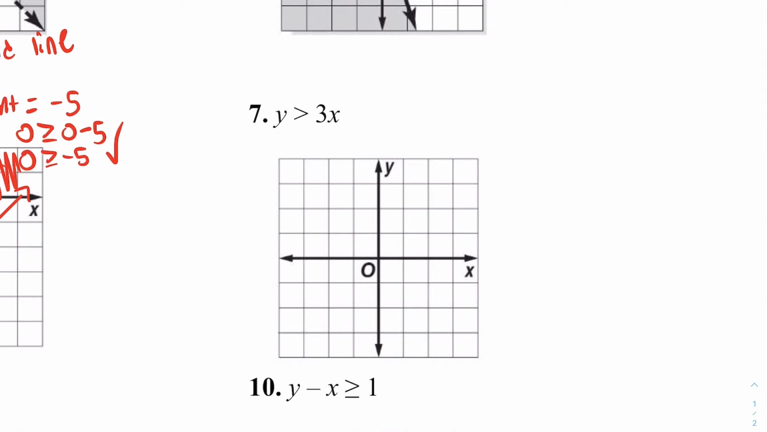On your paper, go ahead and try number 7 and pause the video because I'm going to show you the answer in just a moment. Okay, let's get that answer.